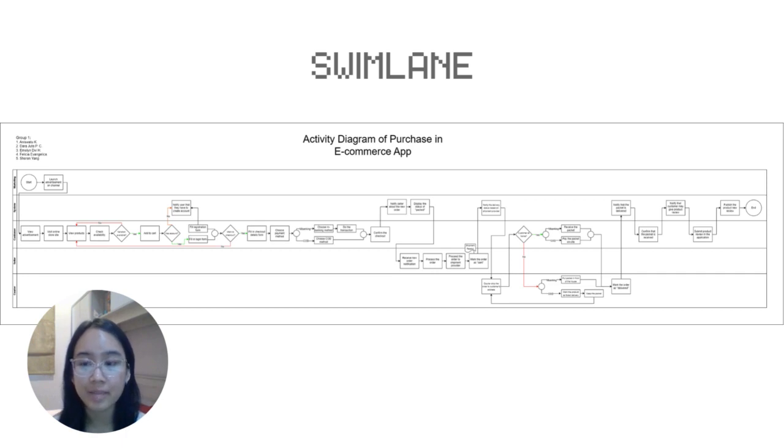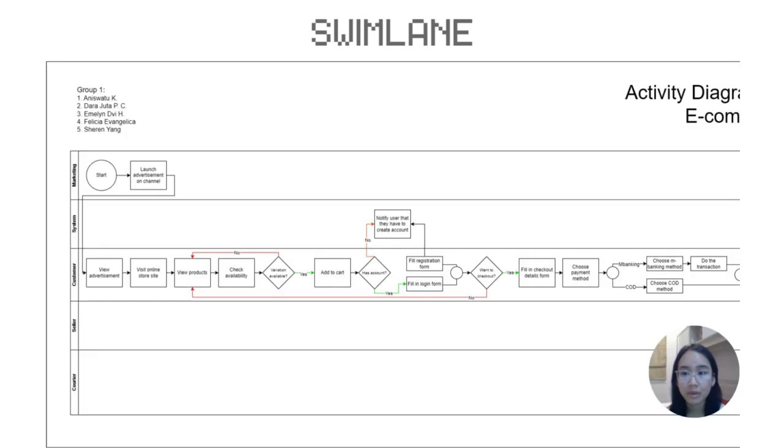Okay, so this is the swim lane diagram of the process of a user purchasing a product from our application. Since it's too small to see, we may zoom in later. The whole process of the customer purchasing the product starts when they're attracted by marketing. So it started with marketing launching the advertisement on the channel. It could be social media, brochure, or whatever.